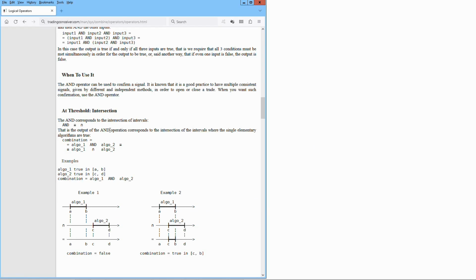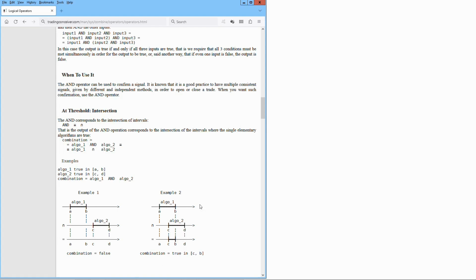At threshold, the AND corresponds to the intersection of intervals. That is, the output of the AND operation corresponds to the intersection of the intervals where the single elementary algorithms are true. The combination is equal to algo 1 AND algo 2, which corresponds to algo 1 intersection algo 2.